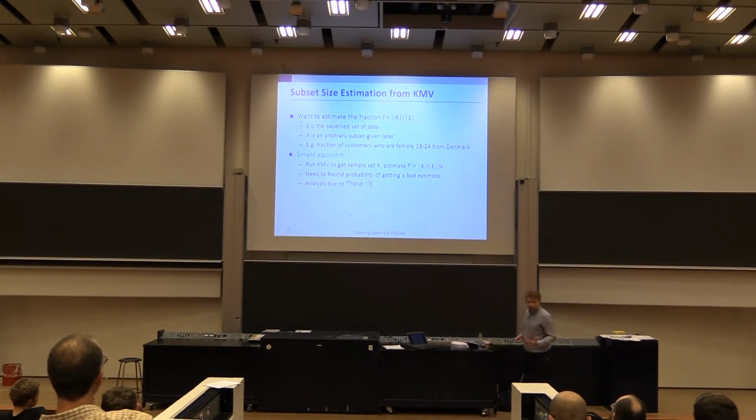So the lateral algorithm is sort of the thing I was talking about yesterday, right? Run your summary to get some sample set to call K, and then just look at, here I switch back from T to K, just look at the fraction of elements in your sample that meet this criteria, that are in this set A, and use that as your estimate for the global fraction.